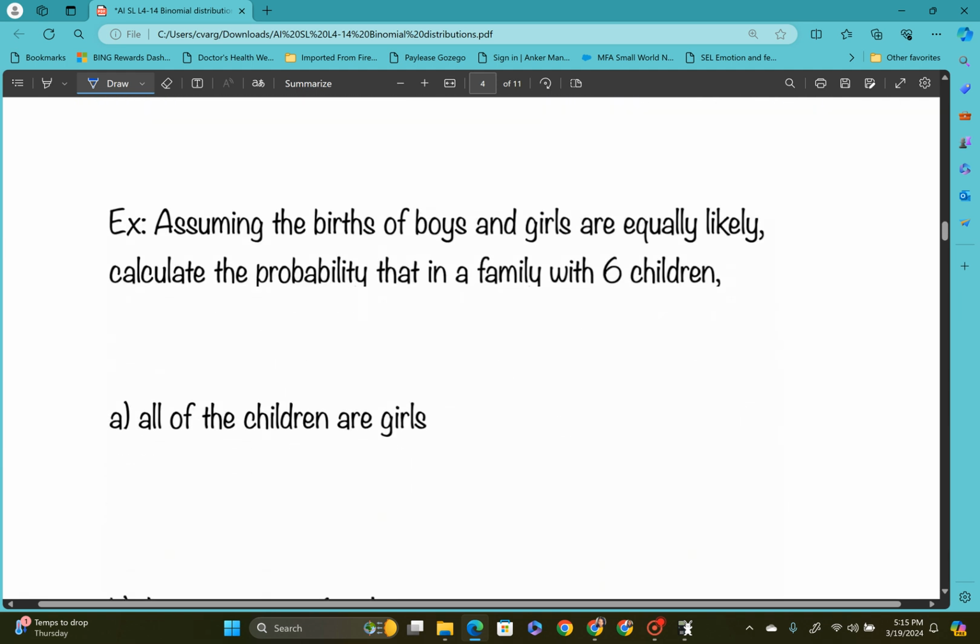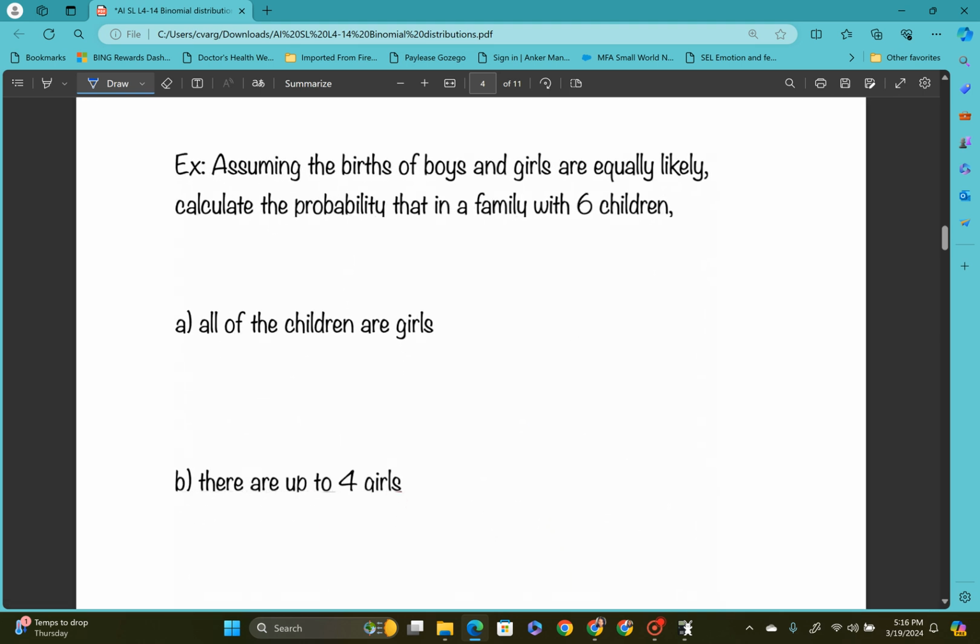So assuming the birth of boys and girls, so again, there's only 2 situations, boys and girls, are equally likely in this case right here. Calculate the probability that in a family with 6 children, all of the children are girls.